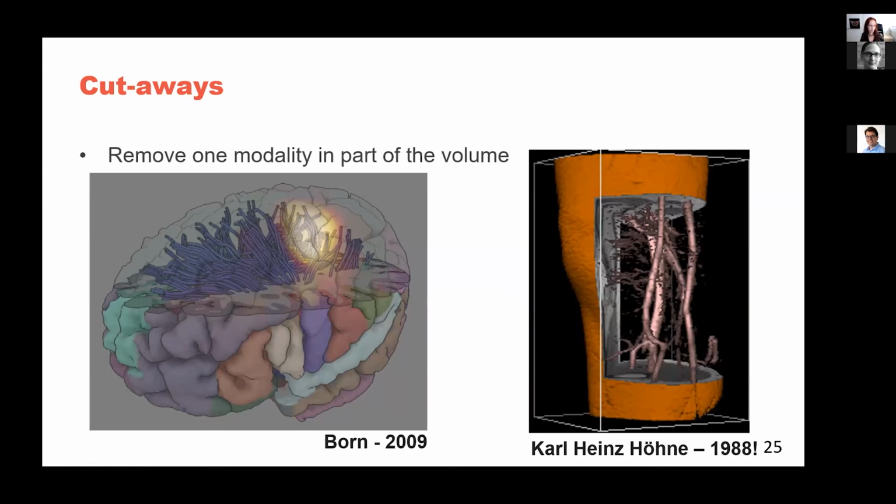This is definitely not new, these cutaways. It's been going on for a long time. One of the papers that continuously impresses me is one of the first volume rendering papers, actually, that was already multimodal. I think it was combining CT and MR images. And here we have an MR angiography of the knee. Or sorry, an MR of the knee, maybe with a CT angiography.